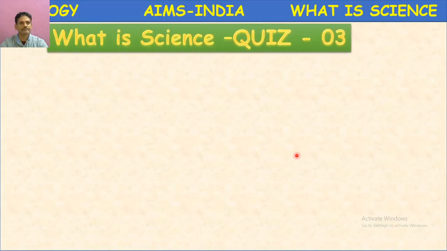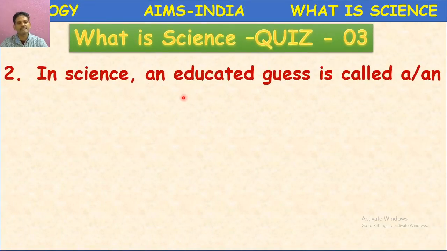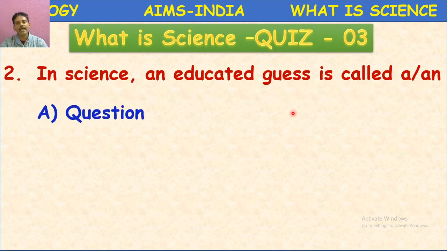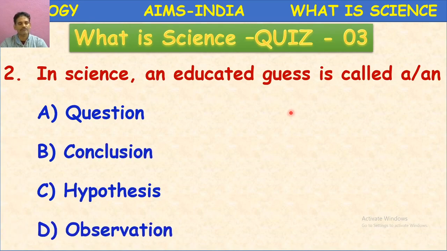Next. In science, an educated guess is called: A. question, B. conclusion, C. hypothesis, D. observation. In science, an educated guess is called what? Guess your answer. Very good. It's a hypothesis. In science, an educated guess is called a hypothesis.